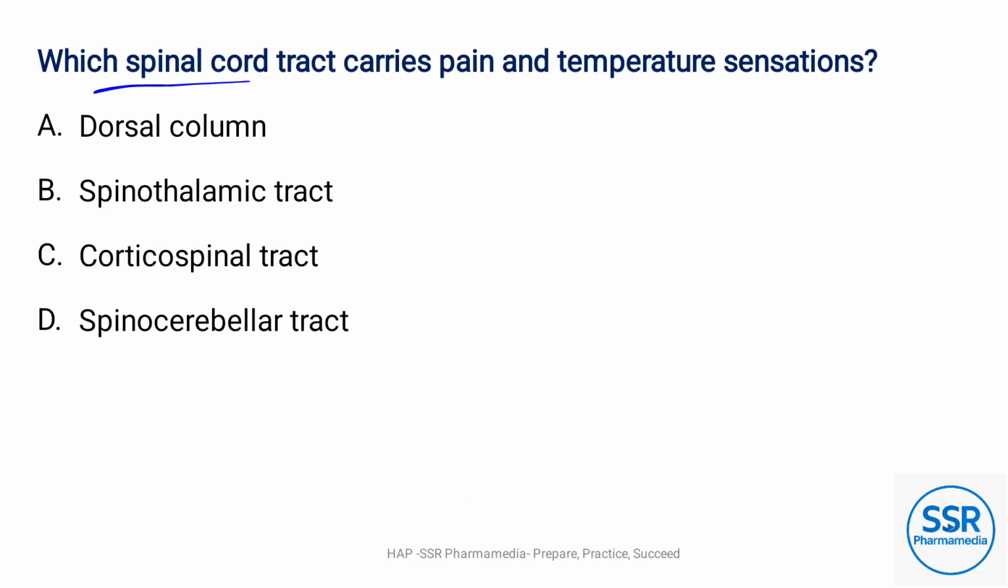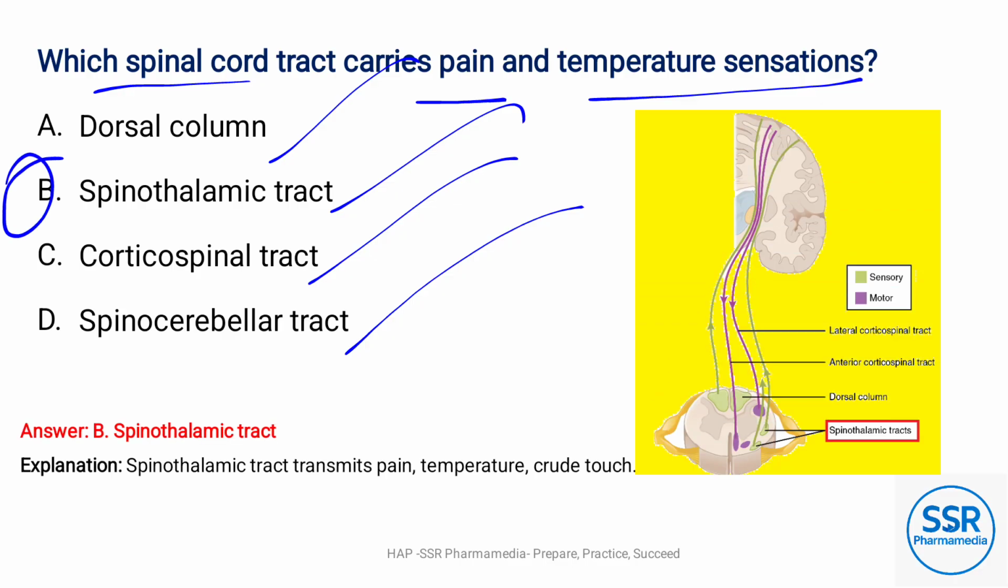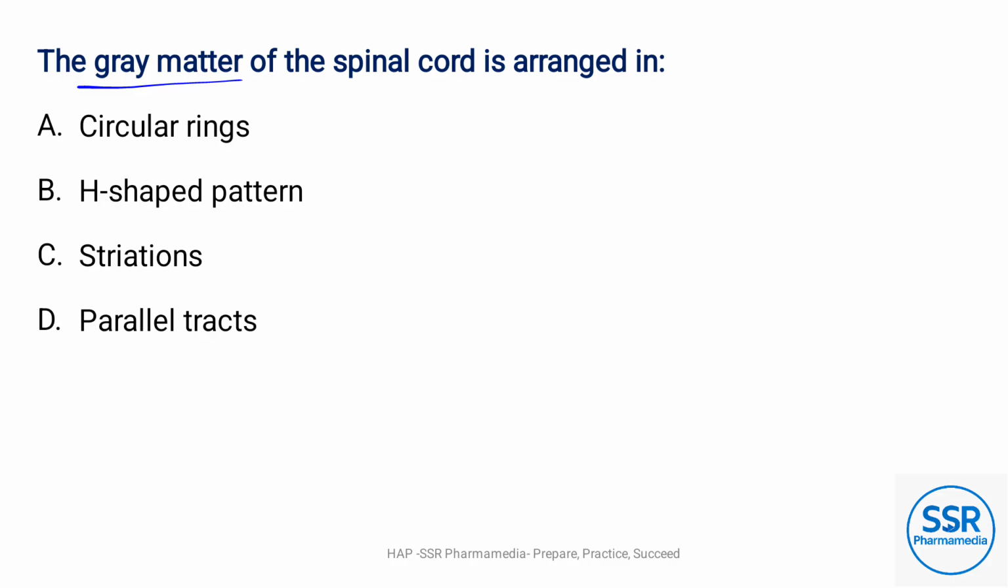Next, which spinal cord tract carries pain and temperature sensation? Option A, dorsal column. Option B, spinothalamic tract. Option C, corticospinal tract. Option D, spinocerebellar tract. So the answer is option B, spinothalamic tract. The spinothalamic tract transmits pain, temperature and crude touch.